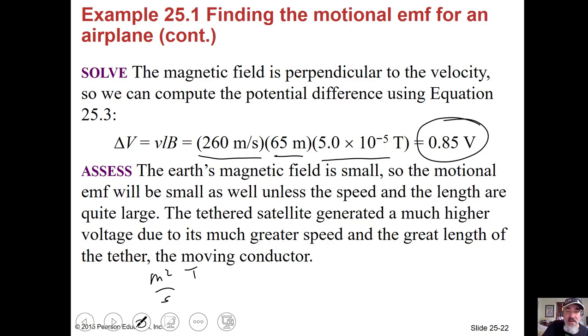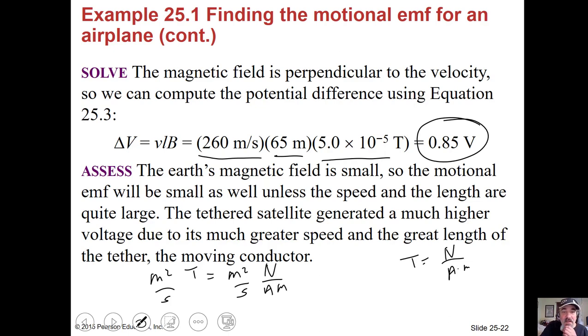How does that become a volt? I did this the other day in a video, I think it was the March 1st video. Remember what a Tesla is? A Tesla is a Newton per amp meter. So let's see if we can put that in for Tesla, see if that cleans anything up here. So then this would become meters squared over seconds, and then Teslas would be newtons per amp meter.